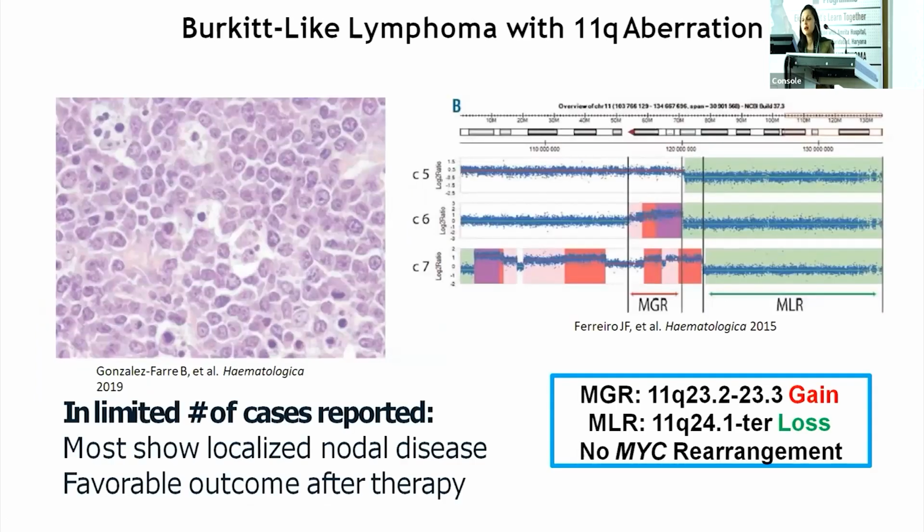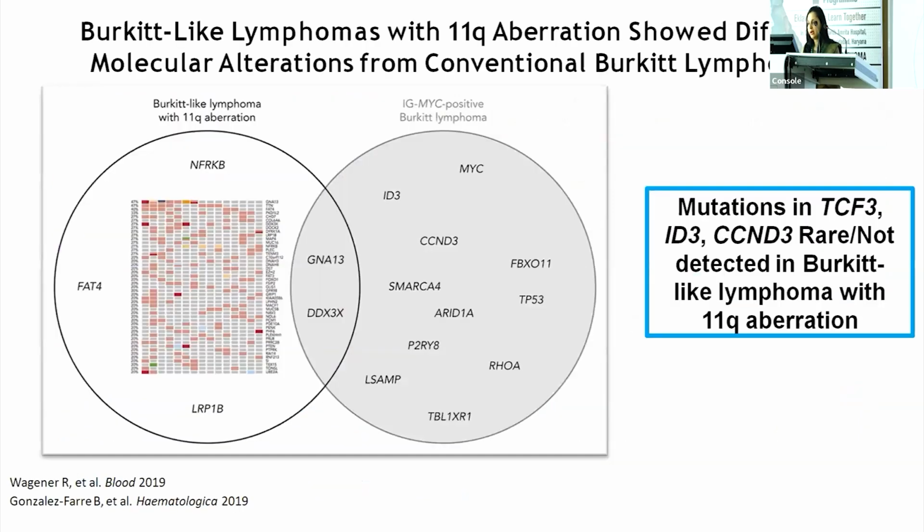And then there is another terminology: Burkitt-like lymphoma with 11q aberration. Though on morphology it does look like Burkitt lymphoma, it is on the genomic level absolutely different from Burkitt lymphoma, and it has a favorable prognosis, with gains and losses in the 11q region. On genomic profiling, this is the molecular mutations for Burkitt, and this is for Burkitt-like with 11q aberration. There is hardly any overlap besides GNA13 and DDX3X, and the mutations which were classical for Burkitt's are not seen there.